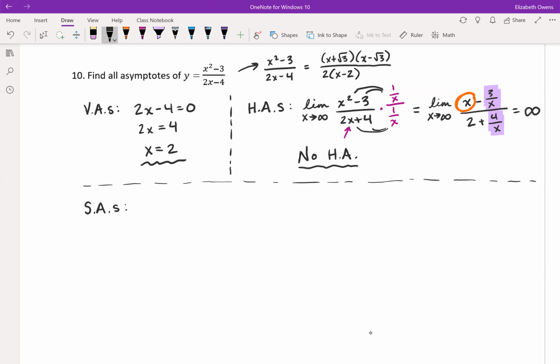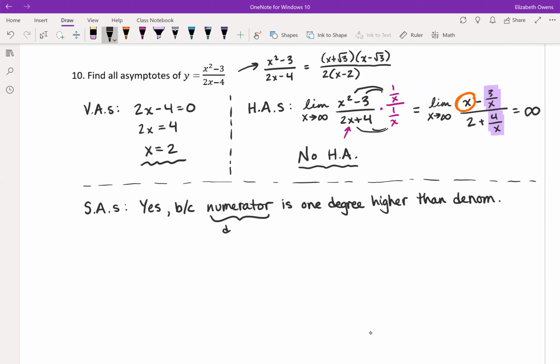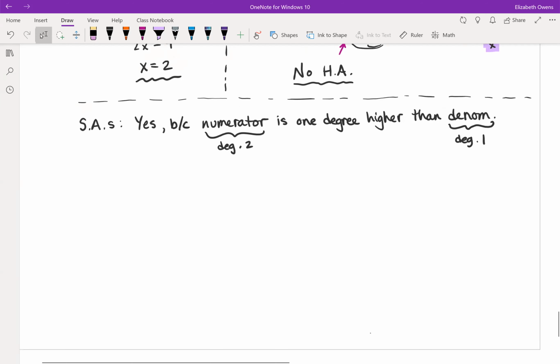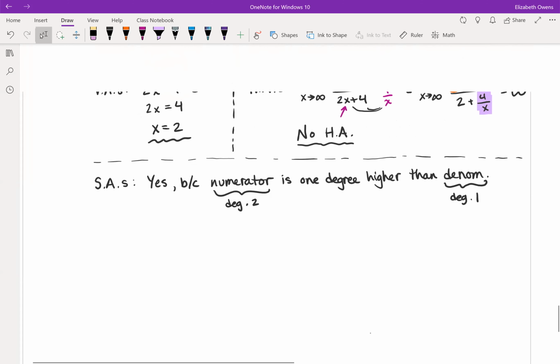So yes, there is a slant asymptote. I'll write that just to show us, yes, because the numerator is 1 degree higher than the denominator. The numerator is degree 2, the denominator is degree 1, check, check. How we are going to find the slant asymptote is through polynomial long division.